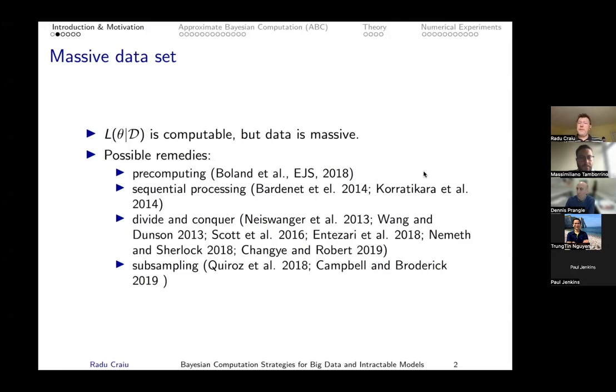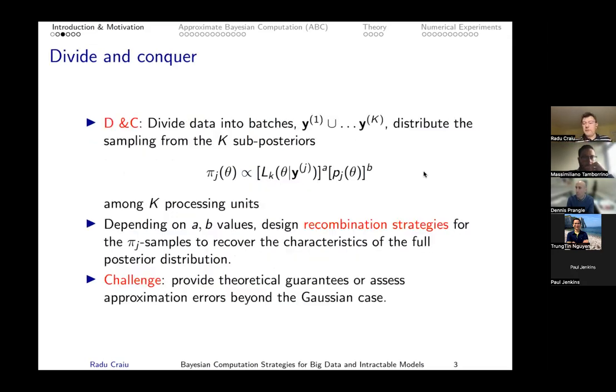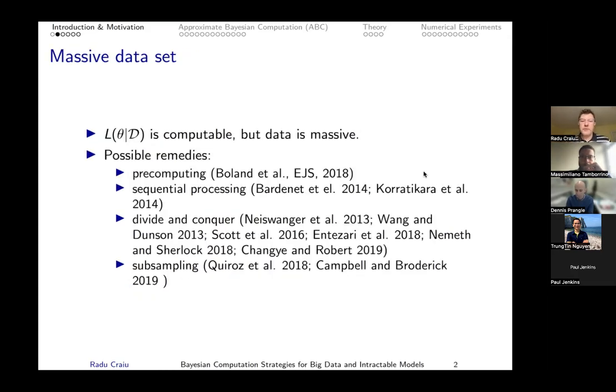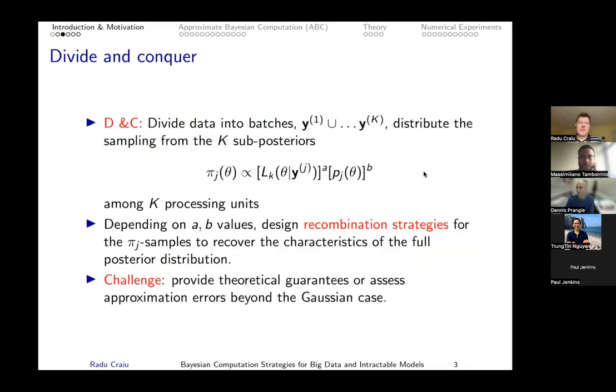Precomputing is an interesting idea, and I think it's practical for people who have multiple processors. They could do parallel processing in advance of starting the simulation. There is also sequential processing, where maybe not all the data is needed to decide to accept or reject, things of that nature. Divide and conquer is very popular, and subsampling recently has taken off as another possible alternative. I cannot talk about all of these, and I don't want to, because with very small exceptions, these are not my work. So I just want to say a couple of things.